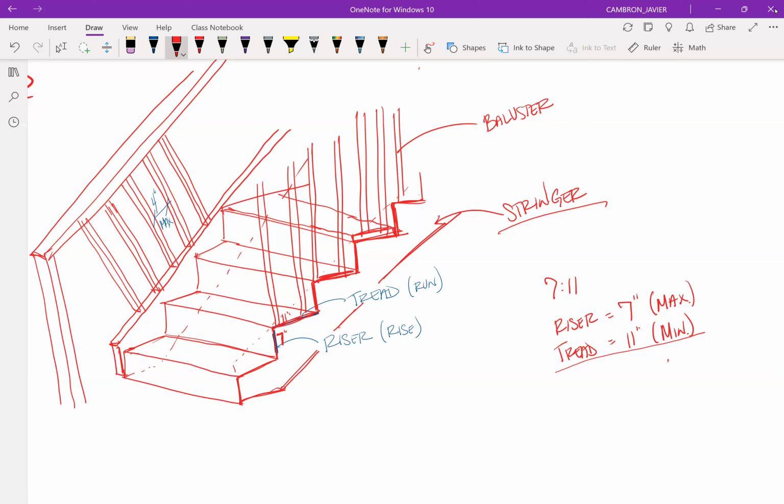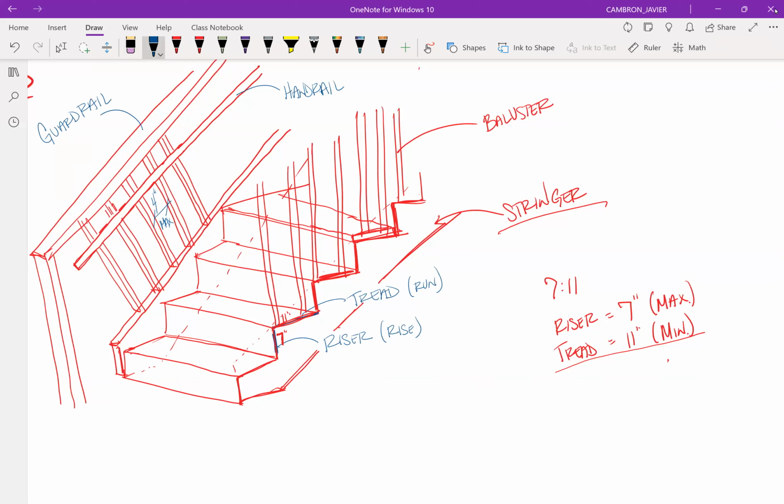Next, we have the handrail and we have the guardrail. Now the handrail is not the same as the guardrail. I'm not sure if I'll be able to erase this. Let's see if I can. So the difference is that one is for the hand, to help assist you as you walk up the staircase. The other one is to make sure you don't tip over to the other side. So this is the handrail, and this is the guardrail.